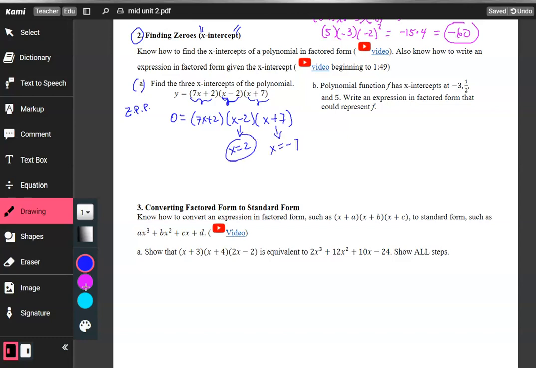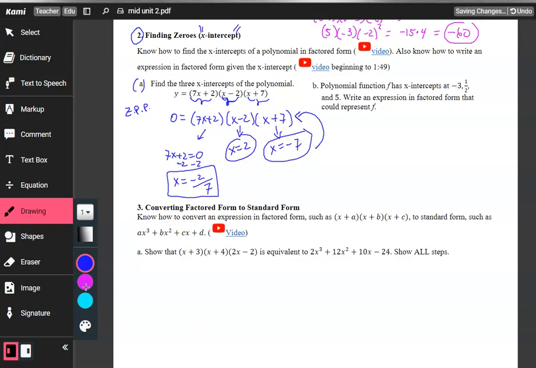This one's going to be x equals negative 7. And over here, this one has an extra step because you have a 7, a number in front of the x. So one way to do that is to set it equal to 0 and solve this two-step equation. And you'll get negative 2 over 7. Okay, so these are called x-intercepts. These are called factors.